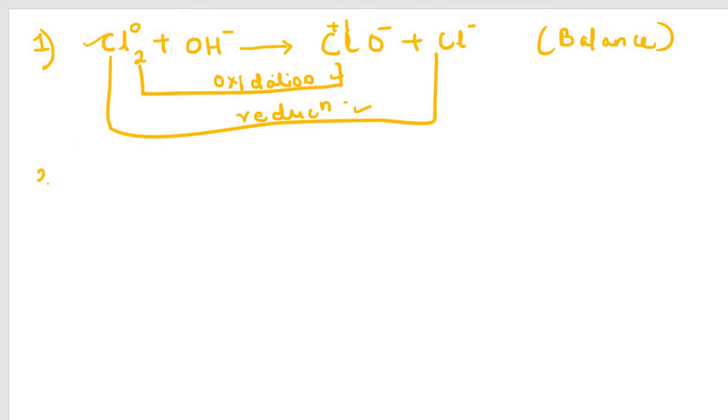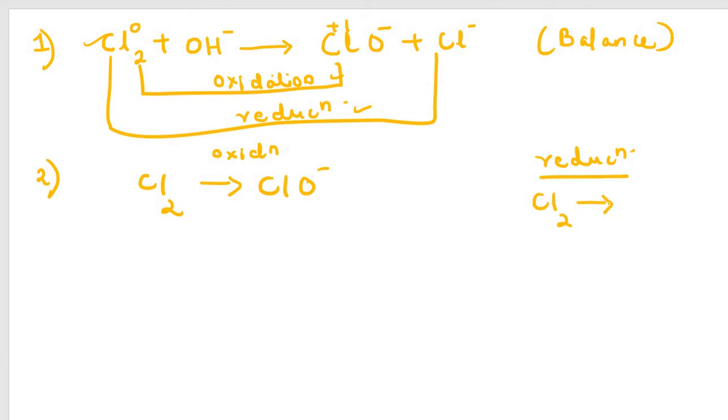Now the second step consists of writing separately the oxidation reaction and the reduction reaction. So our oxidation reaction is Cl2 giving ClO minus. And considering our reduction reaction, it is again Cl2, it has been reduced and it is forming Cl minus. Now what was our third step?